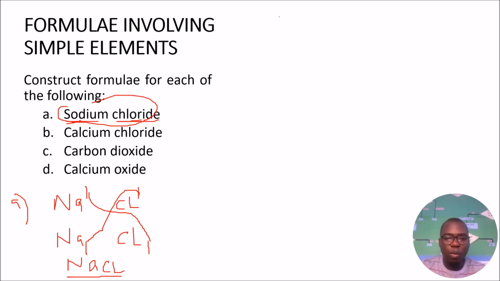Let's go to B. So we are solving B. Again, we're going to identify the components of this formula by name. Here it says calcium chloride. So you can see there is calcium. We're going to write our Ca, and then chloride, it's Cl. So we write our Cl. Then afterwards, we check for the valencies on the periodic table. Calcium is in group 2, therefore the valence is 2. Chlorine is in group 1, therefore the valence is 1.